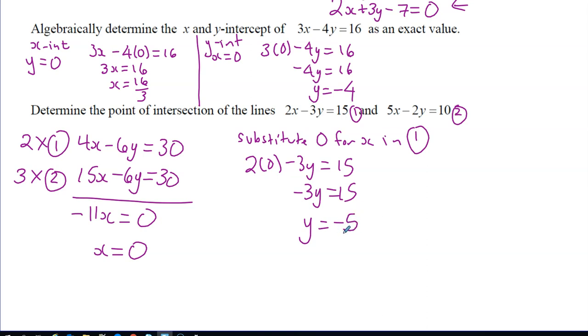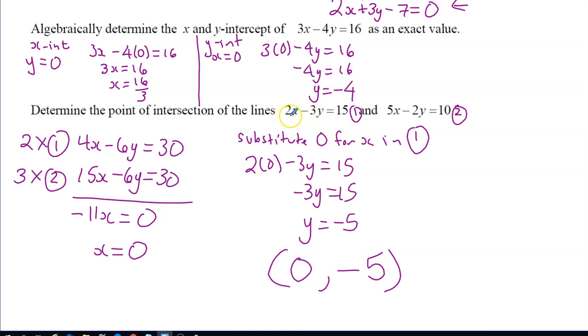So we're saying the point of intersection is, and this is an ordered pair, right, it's an x, y: 0, negative 5. It is a point of intersection. This is a point, right? Number, comma, number, and enclosed in parentheses. Which means this point, this value of x, this value of y will satisfy both equations.